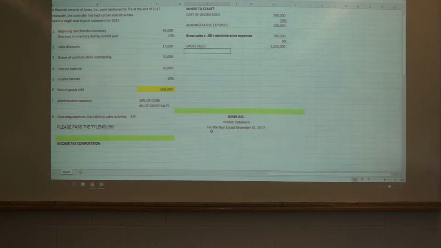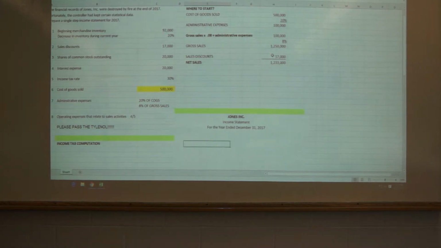All right, so we're supposed to be doing an income statement. So we have gross sales now. What else? Oh, we have sales discounts. Our sales discounts are 17,000. So that means our net sales would be the gross sales minus the discounts. Okay, so now we're getting somewhere. We can actually start our income statement, right?